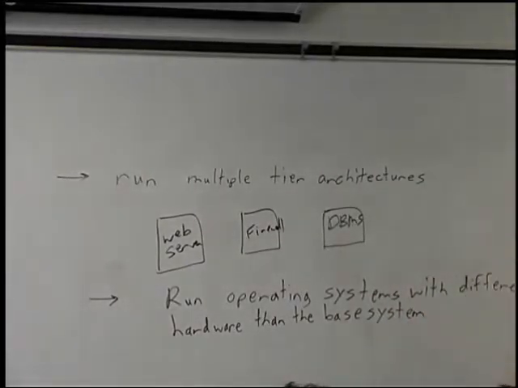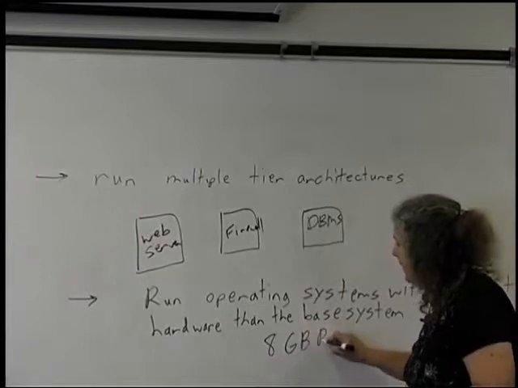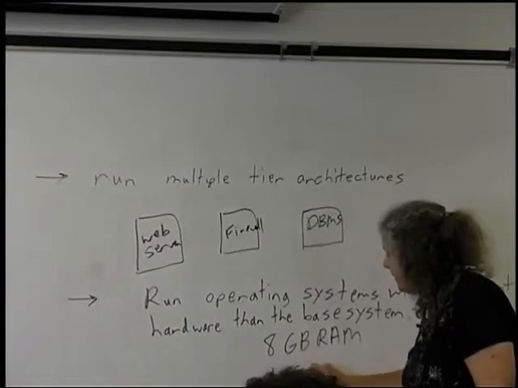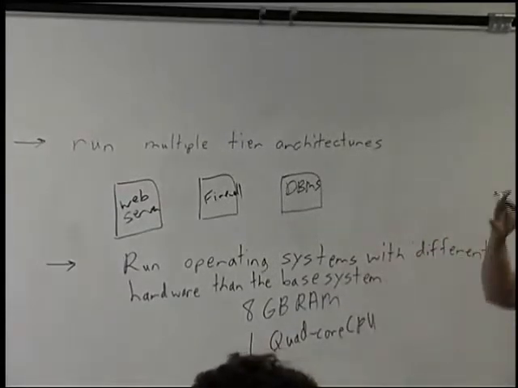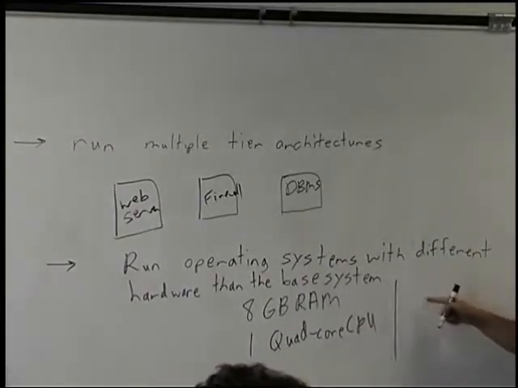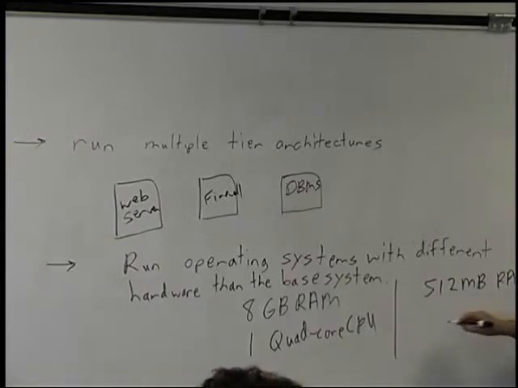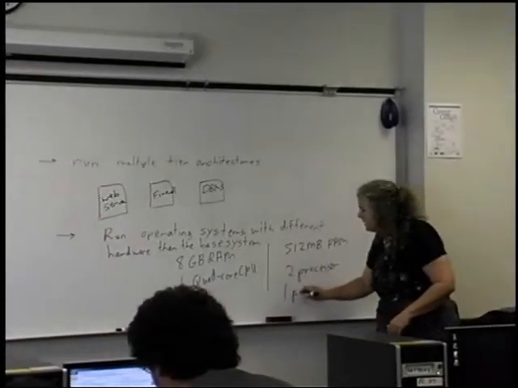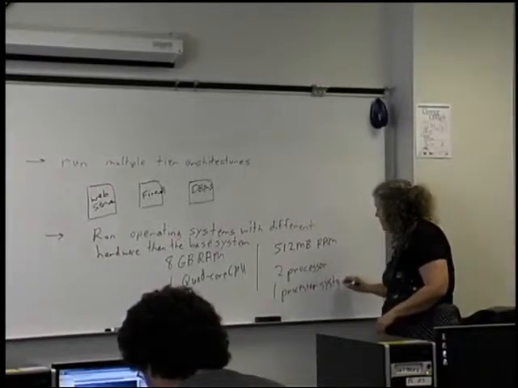Let's say, for instance, that you had a system with 8 gigabytes of RAM, and let's say you had a quad-core CPU. That's your base system. That's your actual physical system. When you're running your virtual machine, you could say, in this case, give them just 512 megabytes of RAM. And let's say you would say it's a 1-processor system, or a 2-processor system with 2 cores.